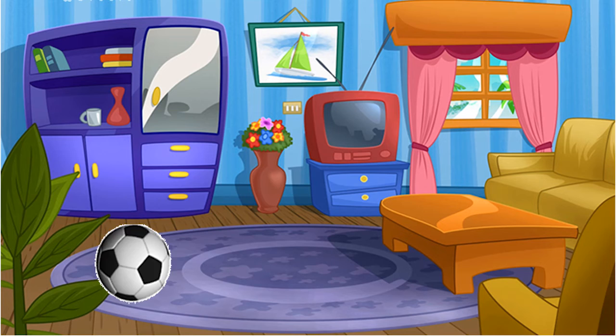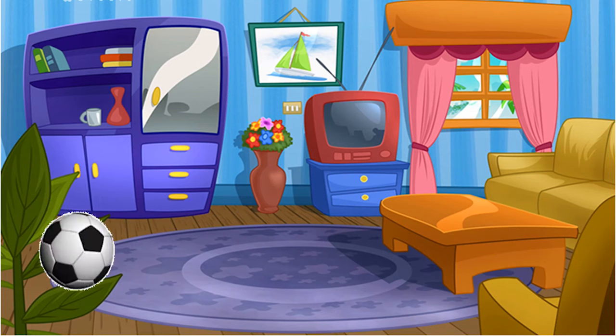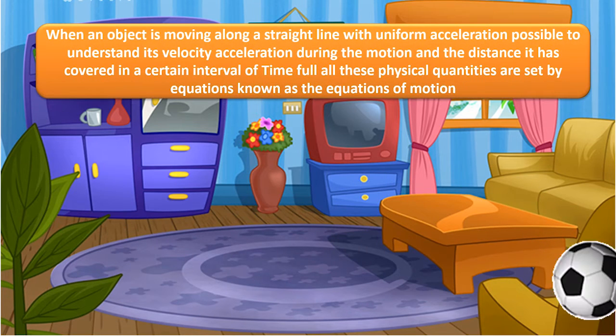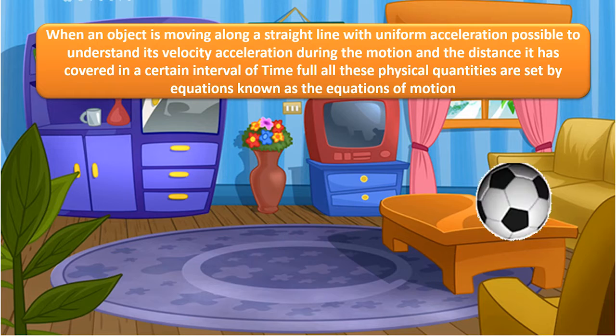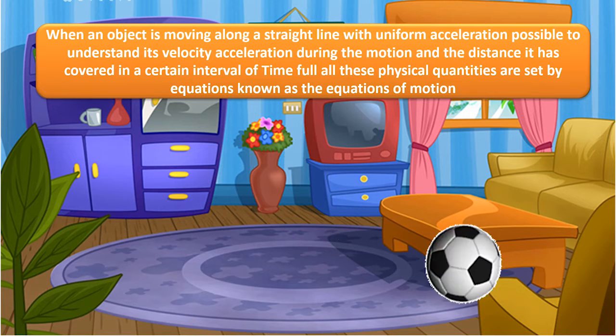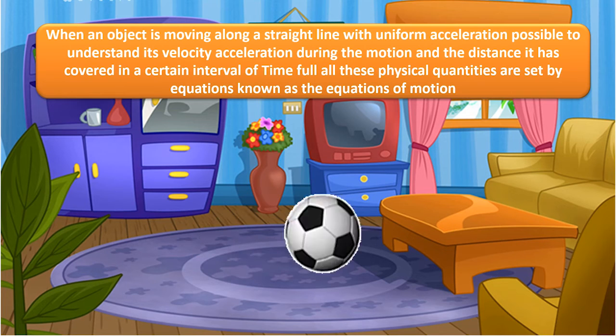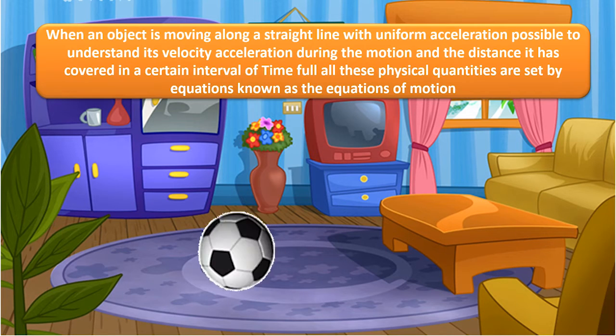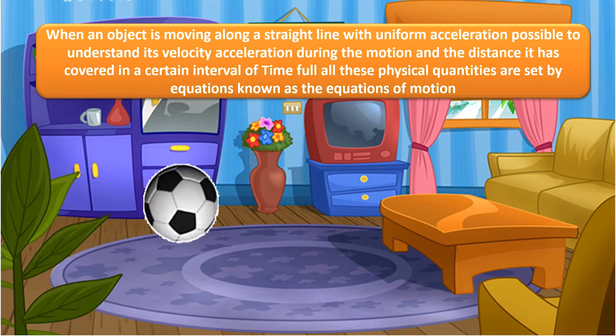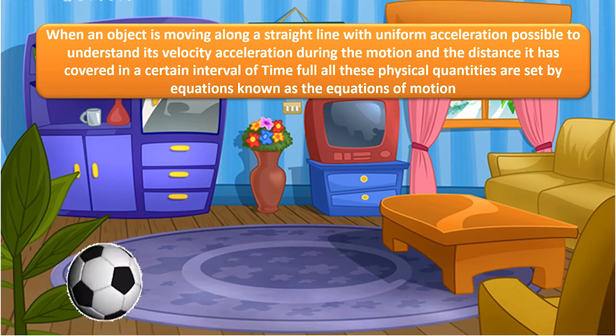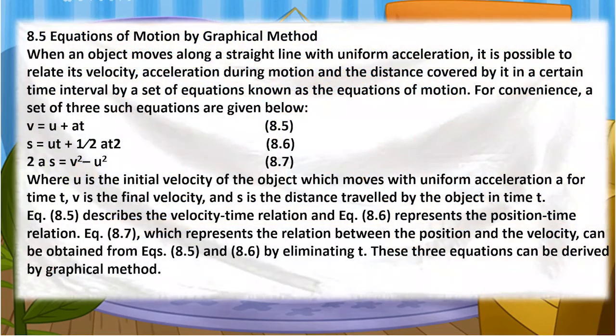Let us go through some of the equations of motion by the graphical method. When an object is moving along a straight line with uniform acceleration, it is possible to understand its velocity, acceleration during the motion, and the distance it has covered in a certain interval of time. All these physical quantities are related by equations known as the equations of motion. For convenience, three equations are formed, which are as follows.